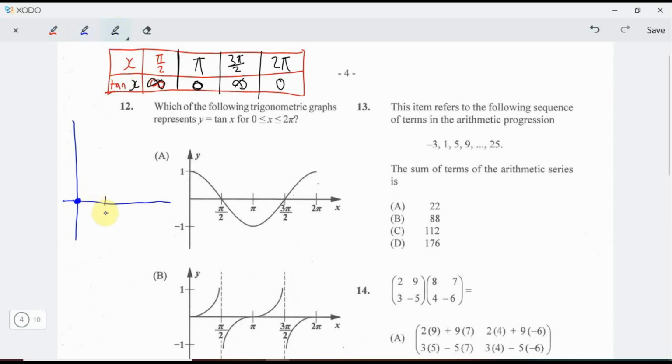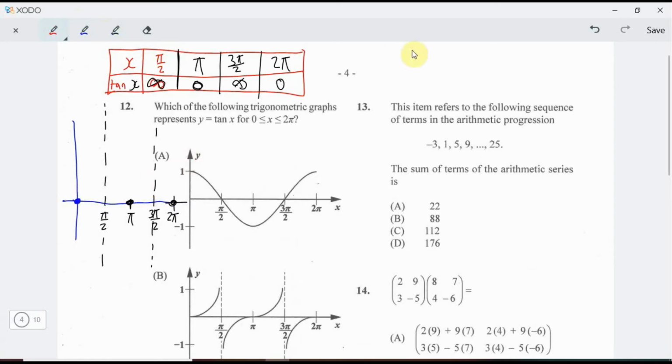When x equals pi over 2, there's no y value. So we draw our dotted line like this. When x equals pi, that's another 0. Cool. When x equals 3 pi over 2, no y value again. And when x equals 2 pi, we get 0. So now how does our tan graph look?